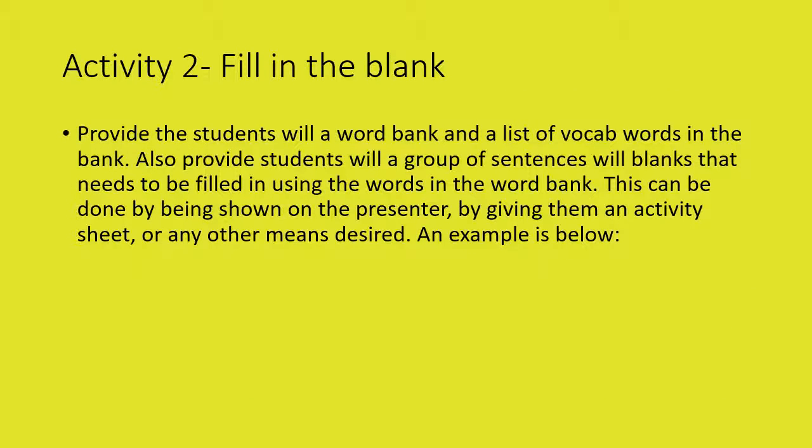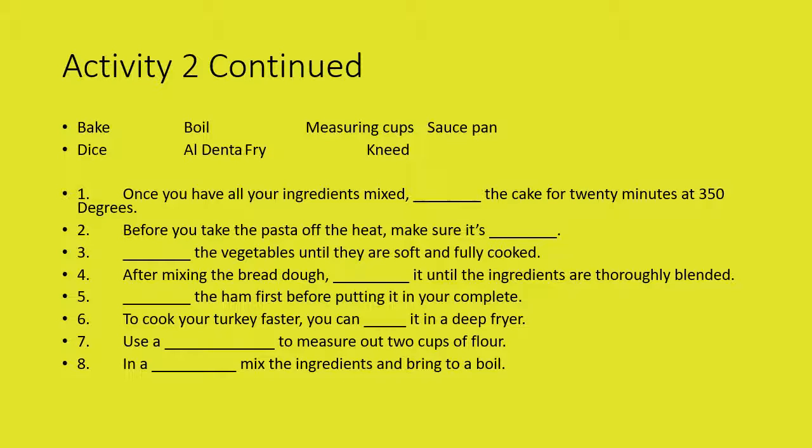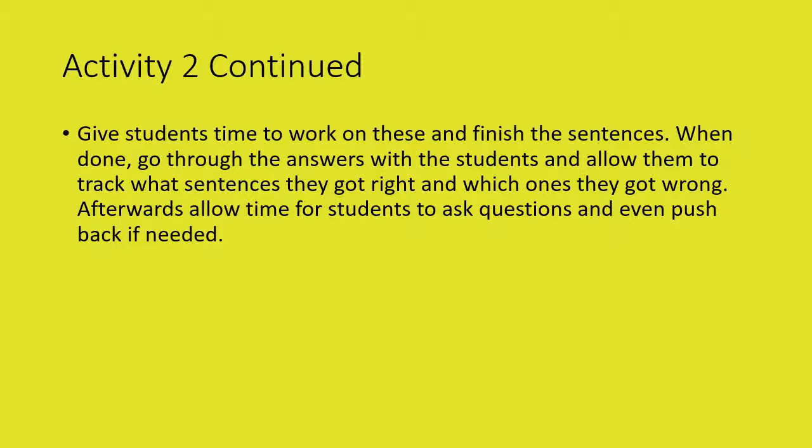Activity number 2 is a classic fill in the blank. You'll provide students with a word bank and a list of sentences to fill in. Here is an example of one such word bank and a few sentences. Give them an opportunity to go through the sentences and fill in the blanks, and afterwards go through them and review what the correct answers were. Let students keep track: What did they get right? What did they get wrong?